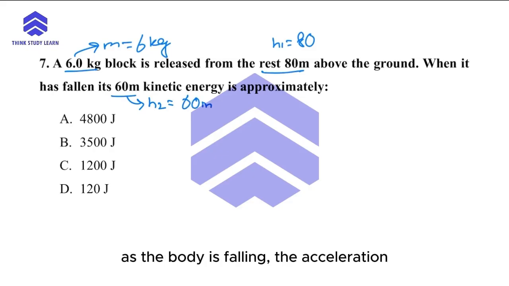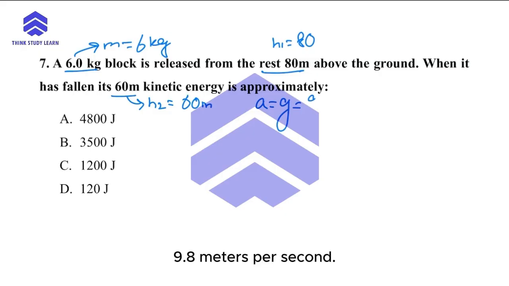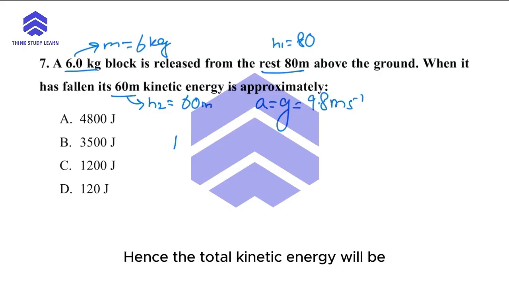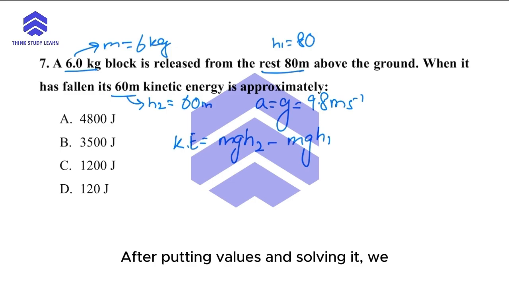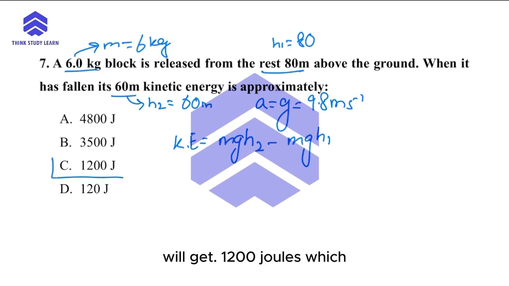Now we know that as the body is falling, the acceleration due to gravity will be 9.8 meters per second. Hence, the total kinetic energy will be mgh2 minus mgh1. After putting values and solving it, we will get 1200 joules, which is option C.